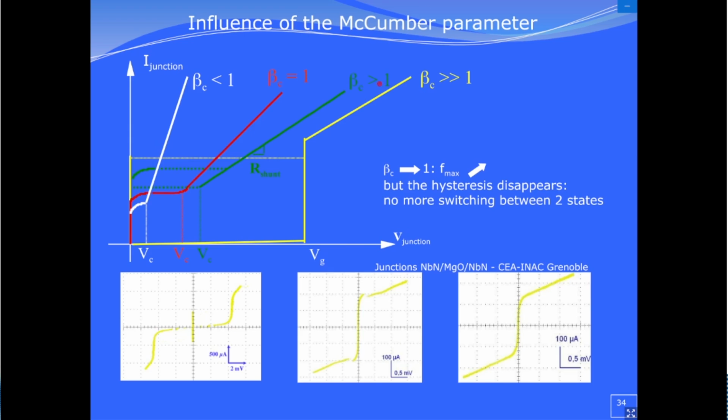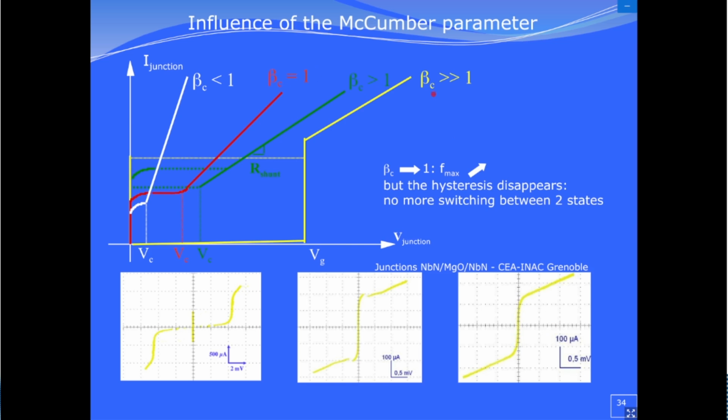And if you shunt the junction, the IV curve will change. You have a big hysteresis here. It will become smaller. When you reach beta C of about 1, you don't have any more hysteresis. You can simulate, you will see the hysteresis disappears. And if you have a very low beta C, low resistance, I showed you IV curves before, you get directly non-hysteretic junctions. Here are some pictures of curves that I measured a long time ago.